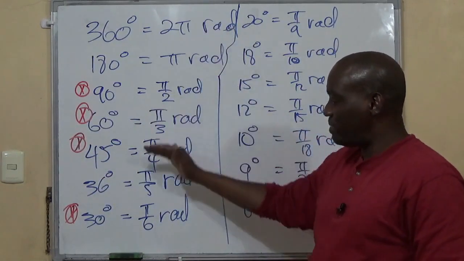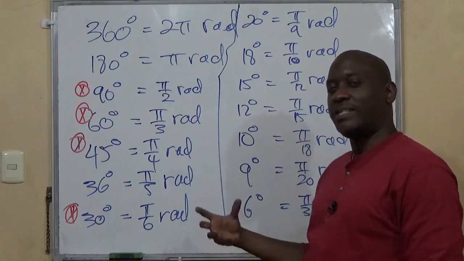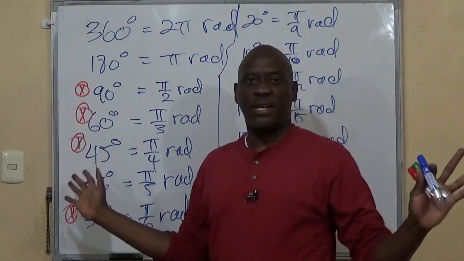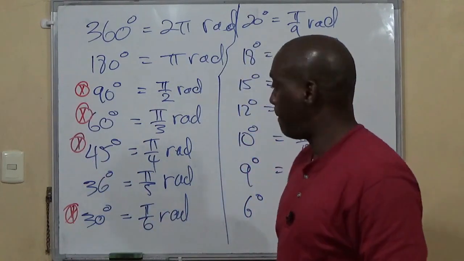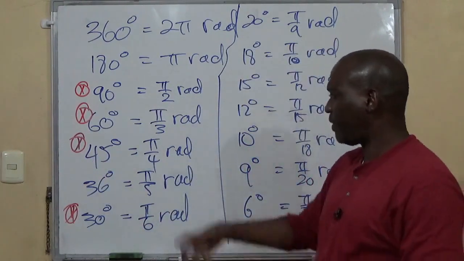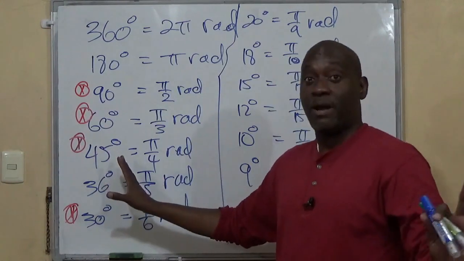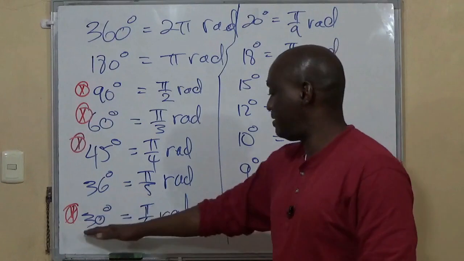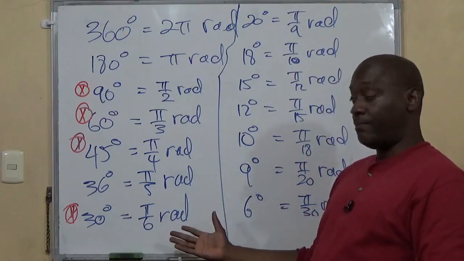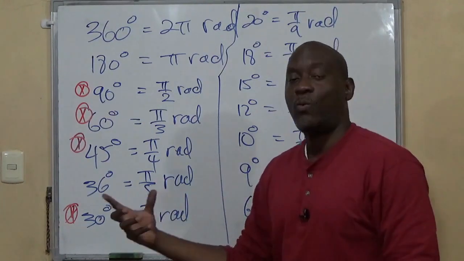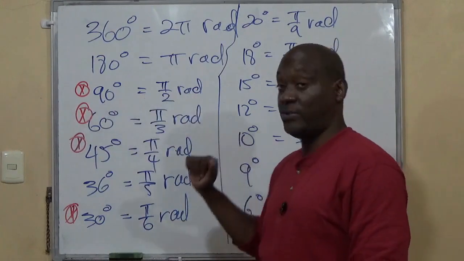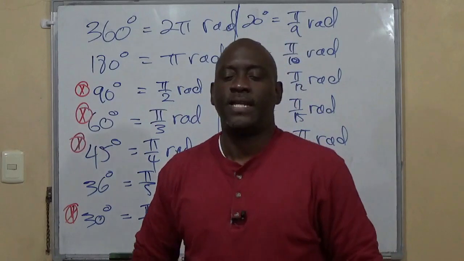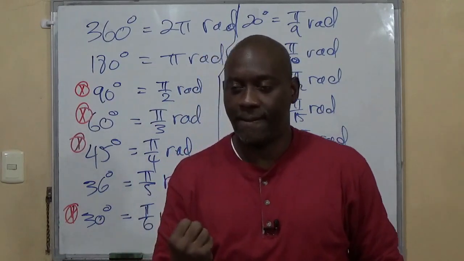So in other words, I take you through the process so that you can understand where we get this 60 degrees is pi over 3 radians from. So that you understand where we get this 45 degrees is pi over 4 radians from. So that you can understand where we get this 30 degrees is pi over 6 radians from. So that you understand where we get this 90 degrees is pi over 2 radians from. Once you understand the process, the memorization becomes easier.